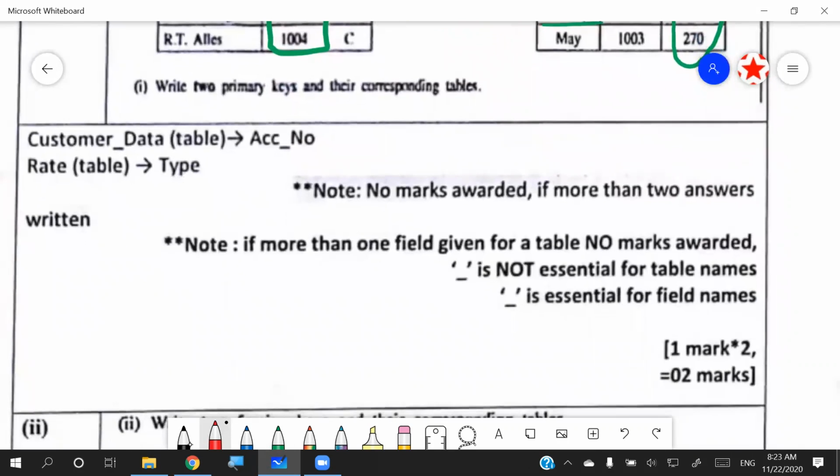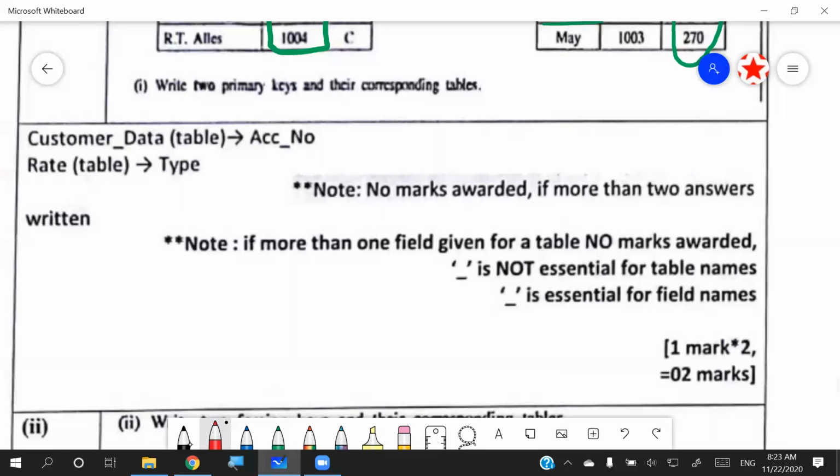Right, so 2 marks will be given for any two primary keys with the table name. Table name is a must.